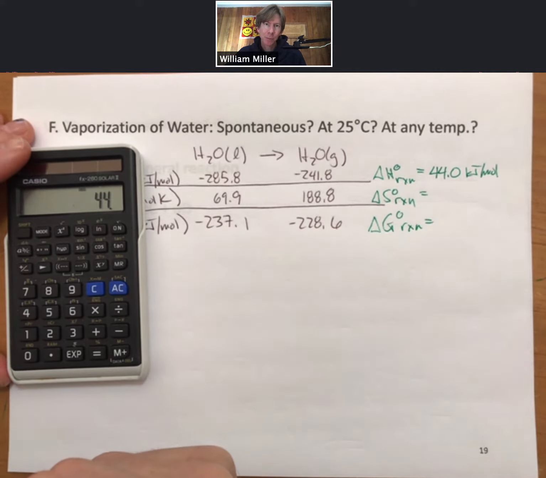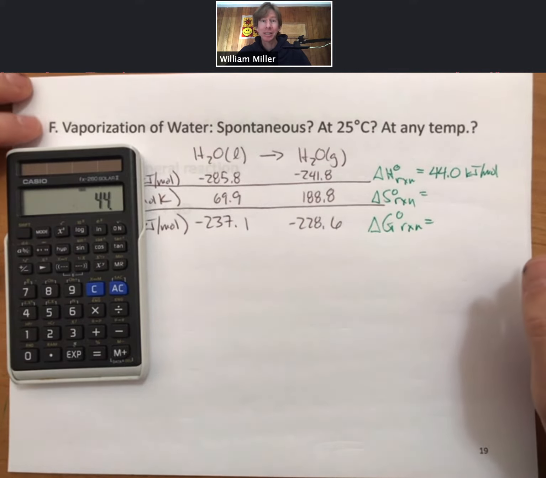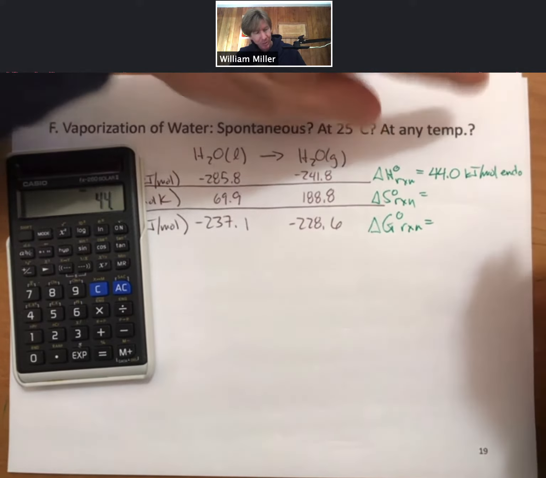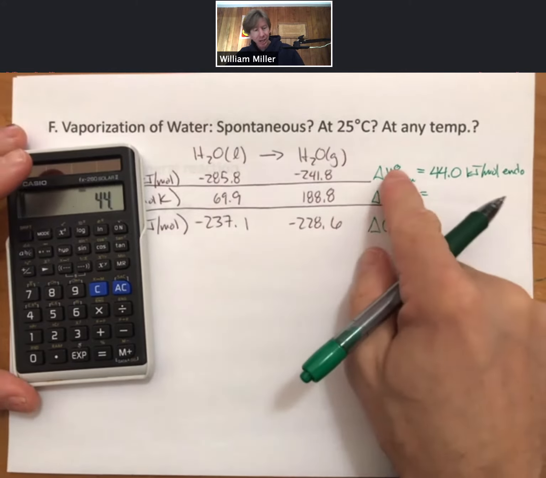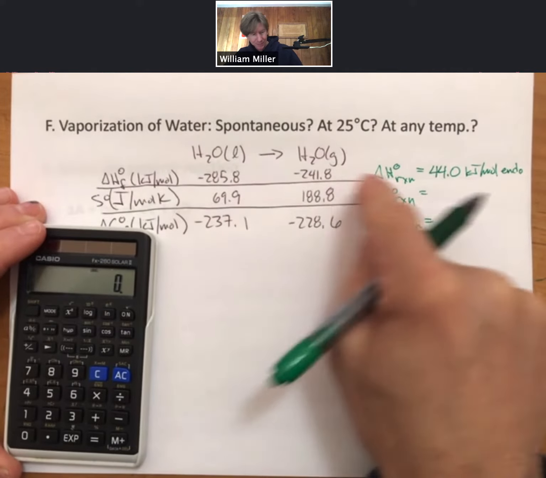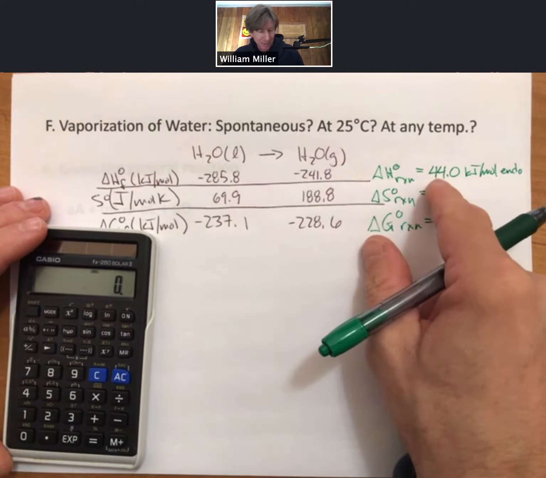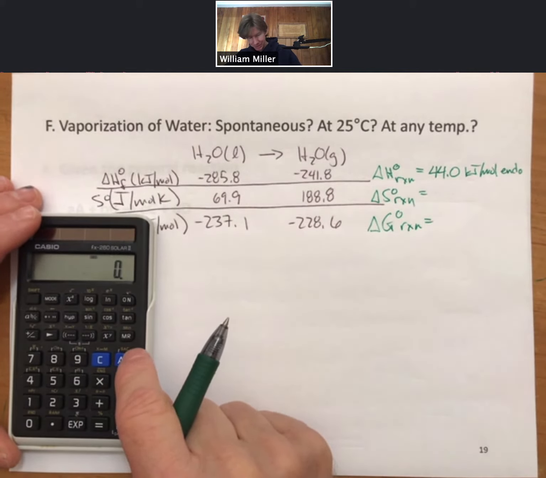Endothermic. We expect that when you take a liquid and turn it into a gas, you're separating the molecules. You're going to have to put energy in to do that separation. This is endothermic, which tends to be non-spontaneous, under standard conditions, of course. Well, delta H tends to be non-spontaneous at all conditions. It's a constant. It doesn't change as a function of temperature.